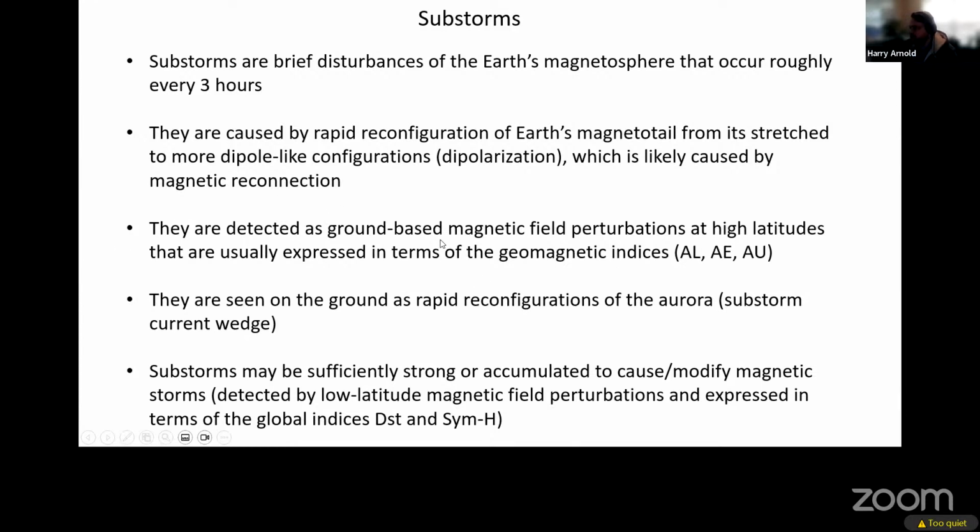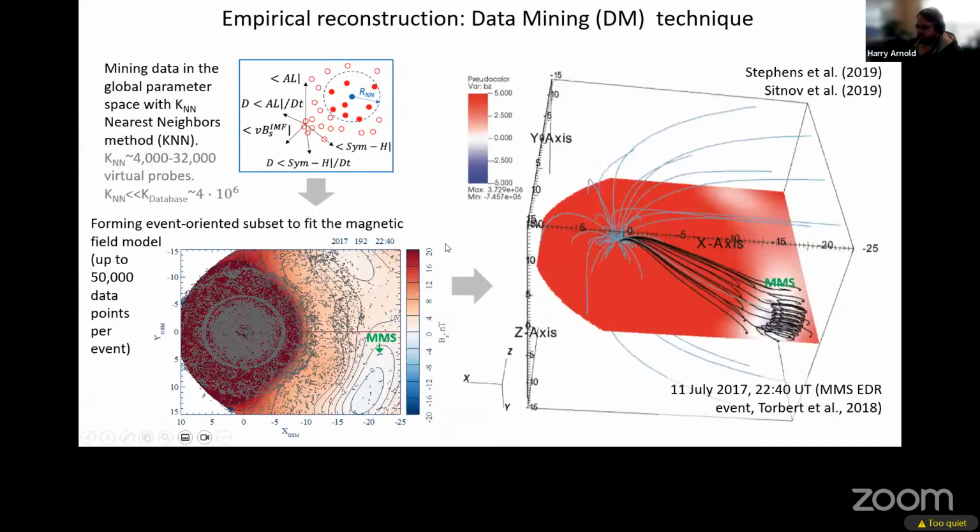You can detect them with ground-based magnetometers, and we get all these different geomagnetic indices. And of course, the northern lights, or the aurora, are a big part of how substorms affect the Earth. They can be quite strong and, of course, pose problems for both electric grids and satellites in orbiting space. All these good things.